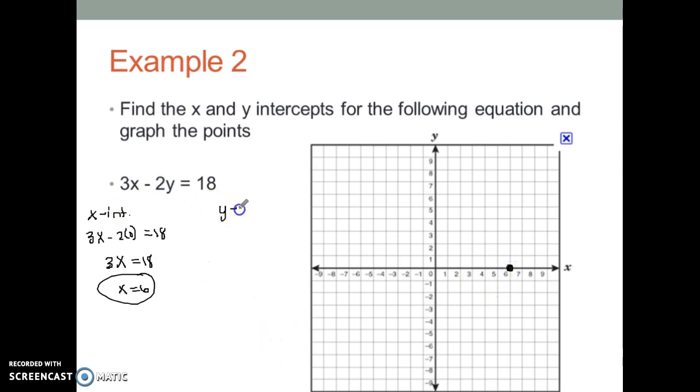Now I'm doing the same thing for my y-intercept. 3 times 0 minus 2y equals 18. So 3 times 0 is 0, so I have a minus 2y equals 18. And dividing by negative 2 makes it y equals a negative 9. So on my y-axis at a negative 9, right there, now I can graph the line connecting those 2 points.